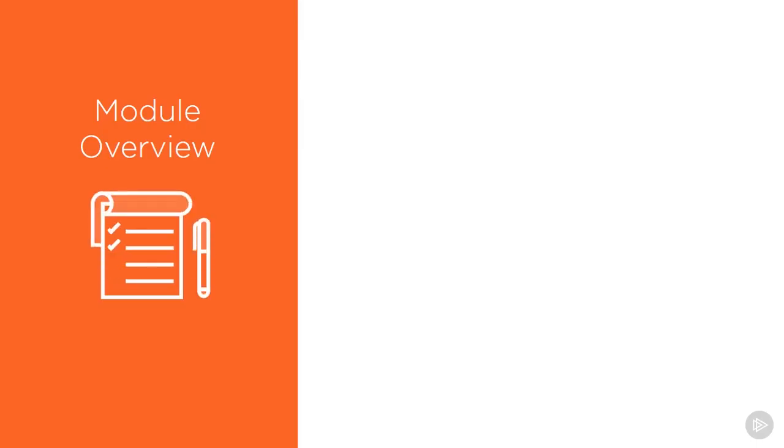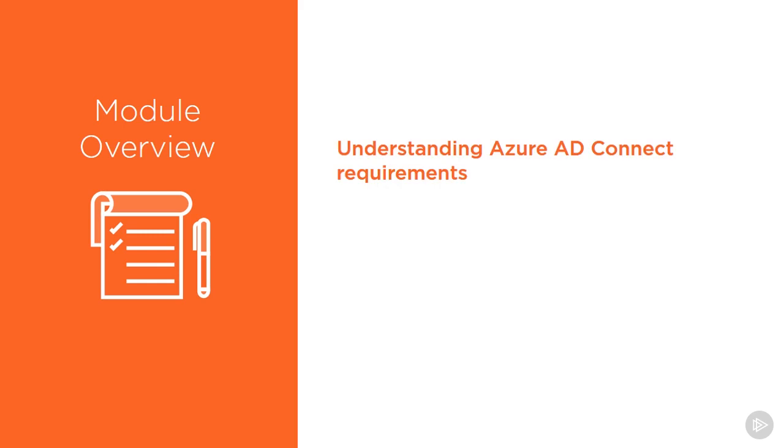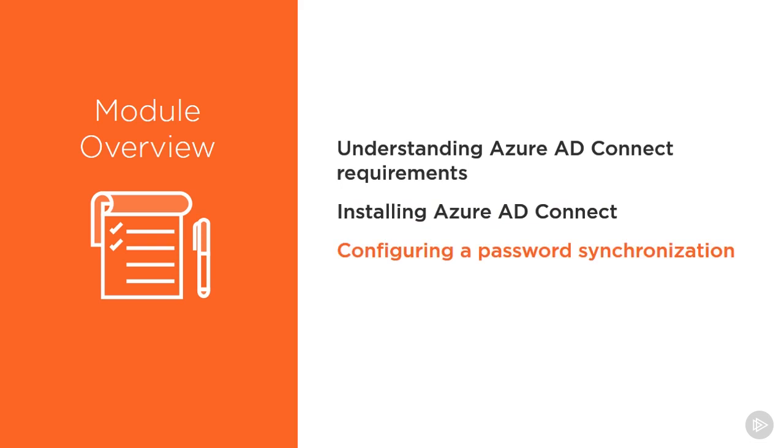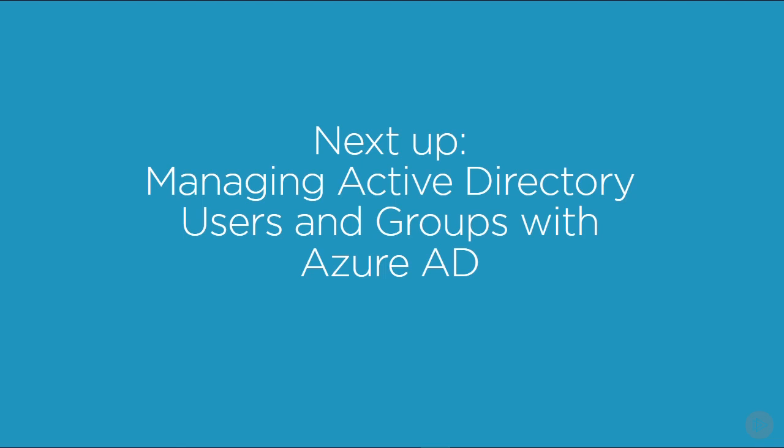So in this module, we went through quite a bit when it comes to the preparation and installation of Azure AD. We took a look at the Azure AD Connect requirements. We talked about the steps required to install Azure AD Connect. In fact, we went through the installation. Then we looked at ways to configure the password synchronization. Did that in the demo just now. And we also talked about soft match filtering and what needs to be done with that to avoid the need for two accounts for our users. And next up, we're going to talk about managing Active Directory users and groups with Azure AD.